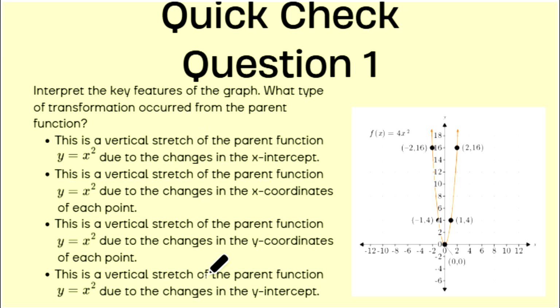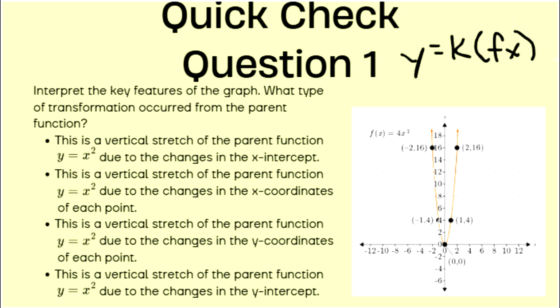But how can we tell it's a vertical stretch? Is it because of changes to the x-intercept, changes to the x-coordinates, changes to the y-coordinates, or changes to the y-intercept? If you go and look at your chart from last week, we know it's a vertical stretch, which is a dilation. It doesn't tell you which one changes, but the formula is y equals k times f of x.